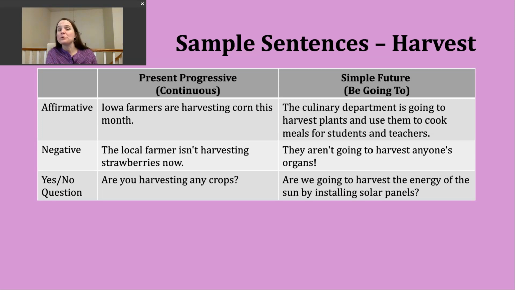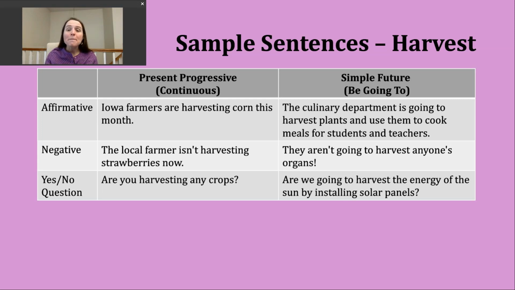Right? So are you gathering maybe from your garden, or perhaps you live on a farm and are in that process? Now let's take a look at simple future. Today we're going to focus on making sentences using be going to. Okay? And this form of the future is really common when we're talking about plans. So where we've kind of thought about things we're going to do in the future.